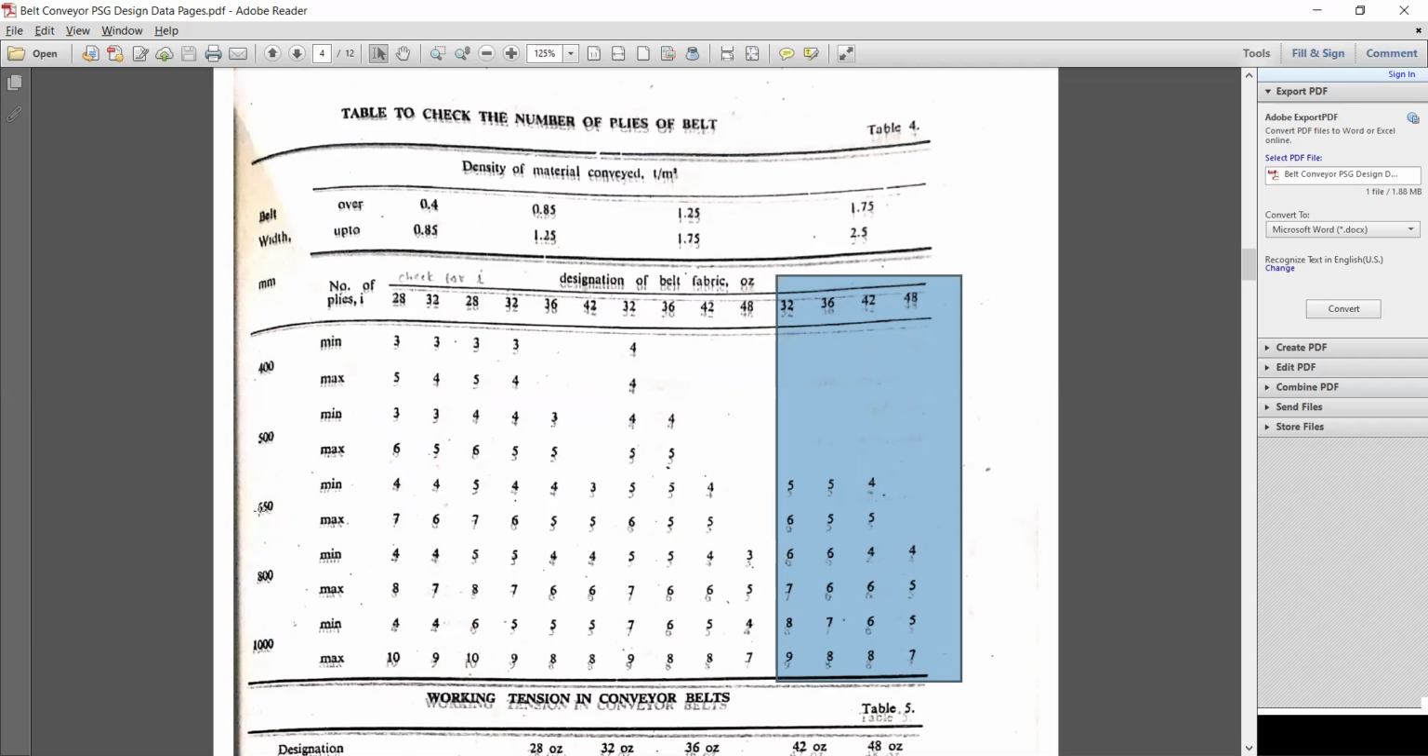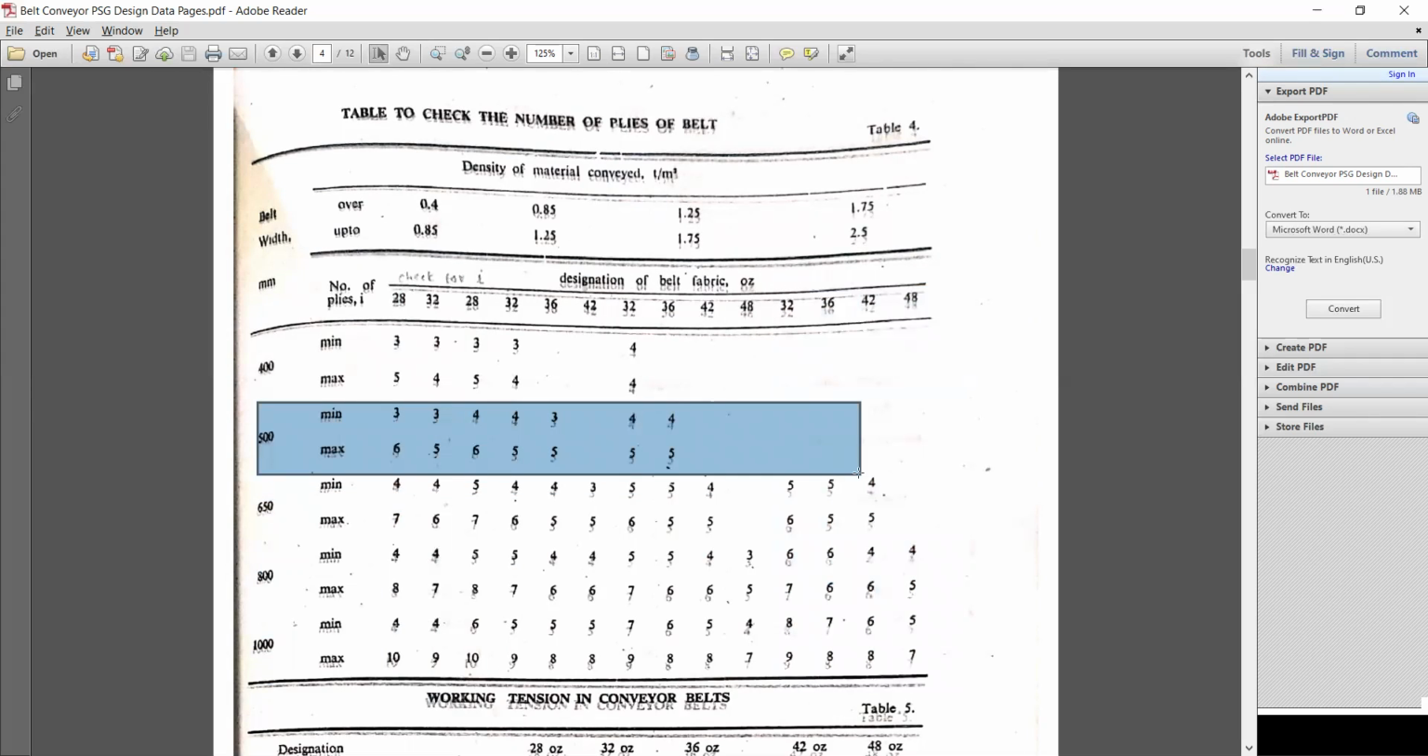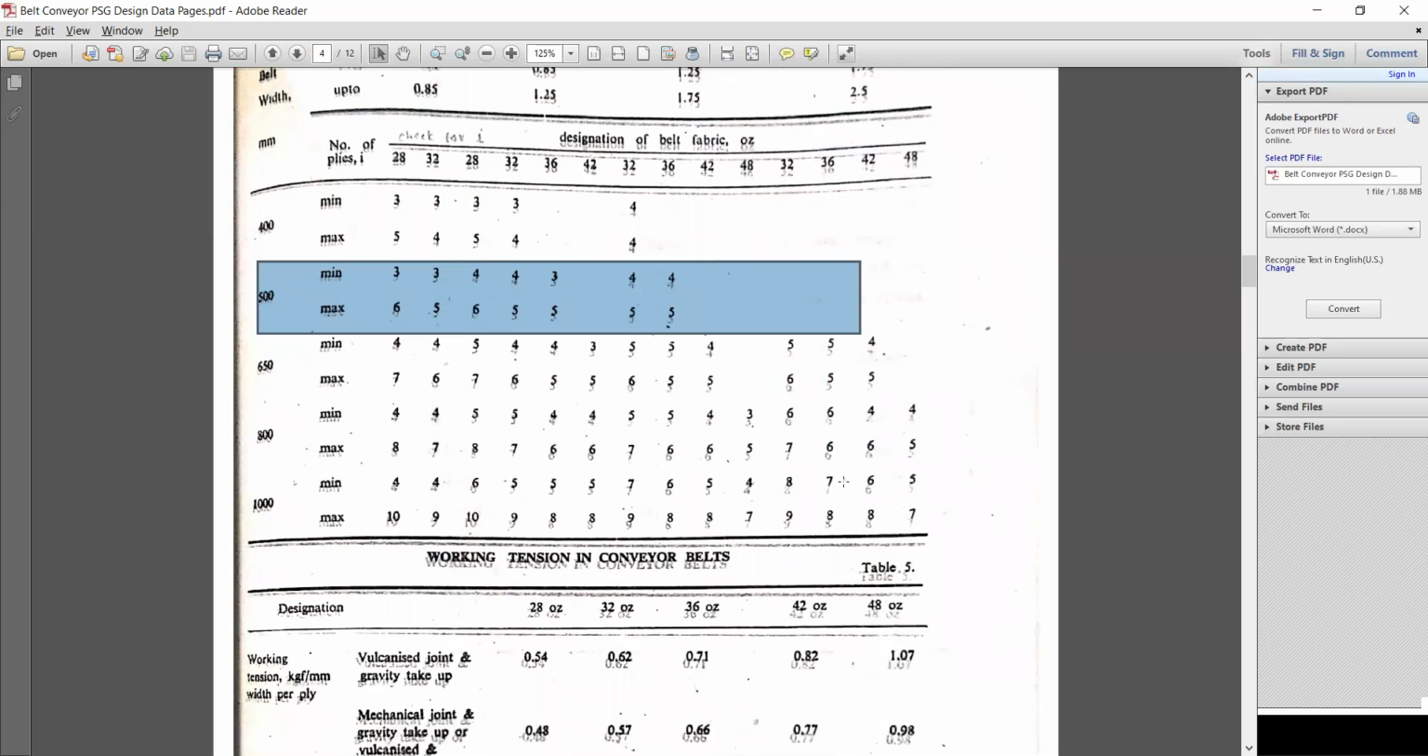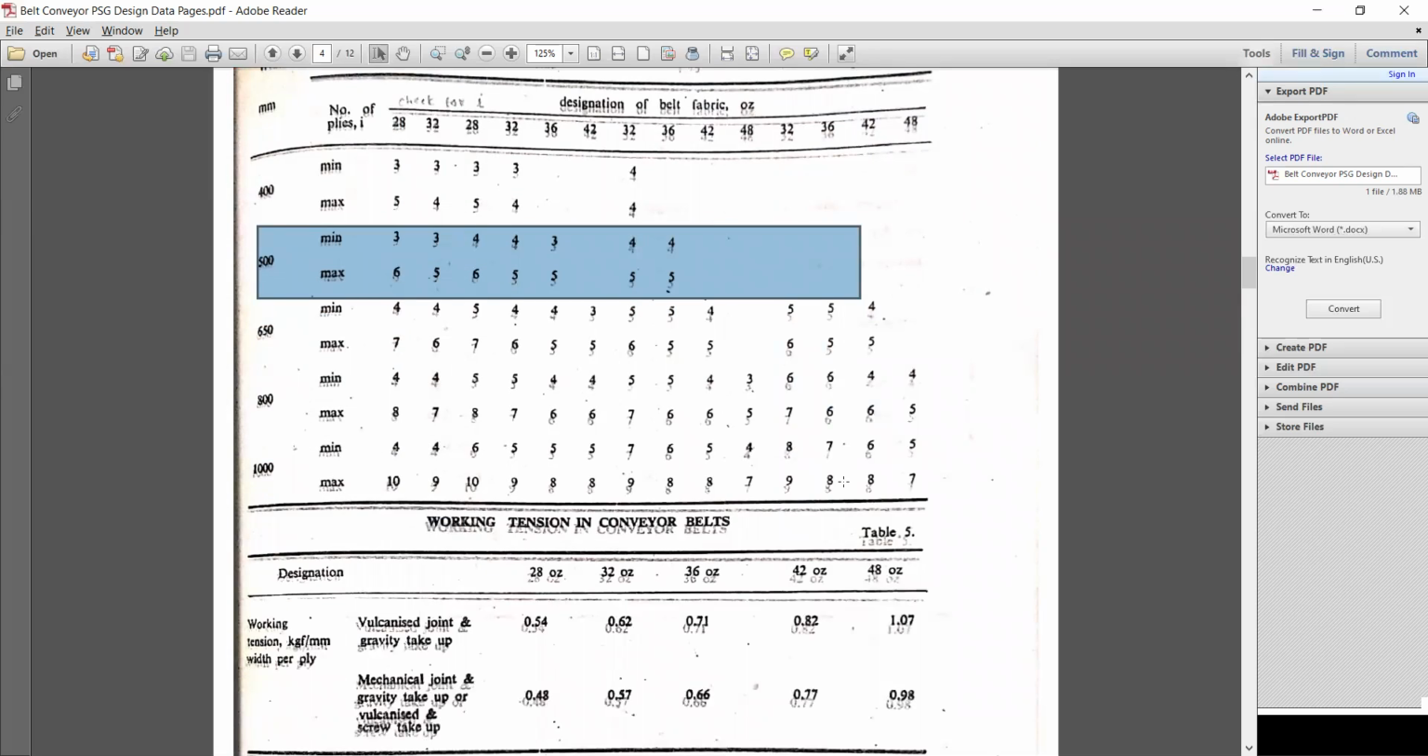Now select the appropriate diameter and find out the lap plus the density of material. Okay, so in this manner you can easily find out the belt designation.